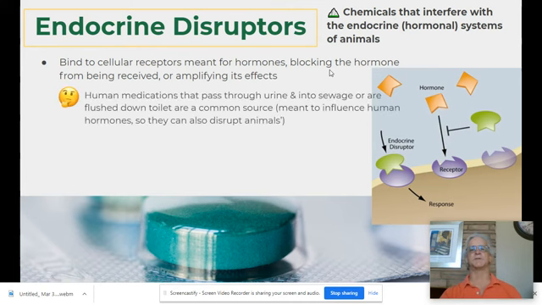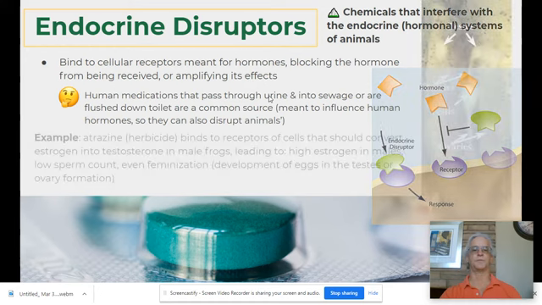Human medications that pass into urine and into sewage systems and are flushed down the toilet are a common source, meaning that the human sewage system cannot get rid of them. And therefore they go out into the ocean and disrupt animals such as fish.